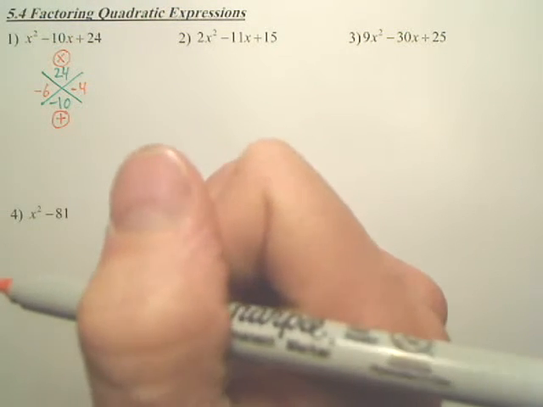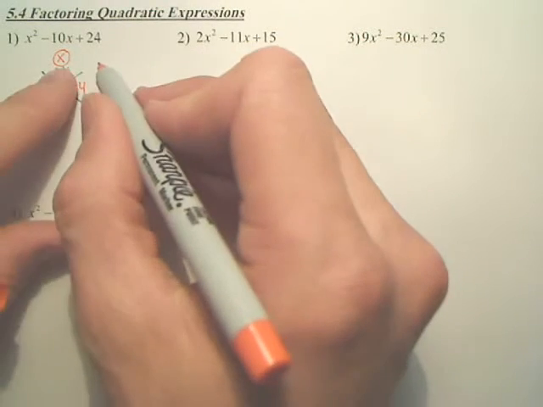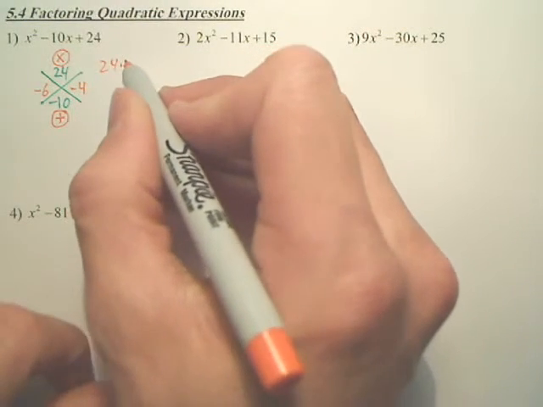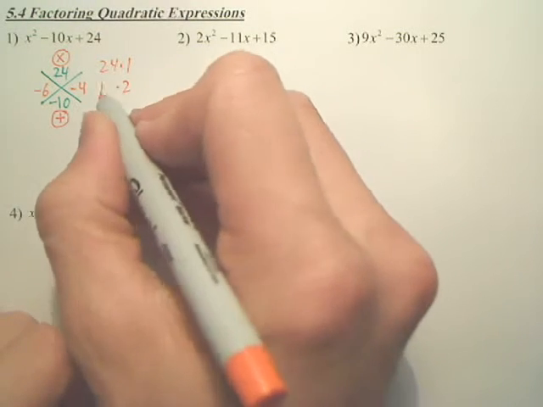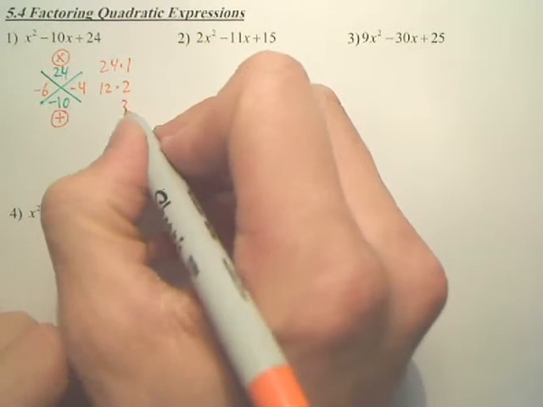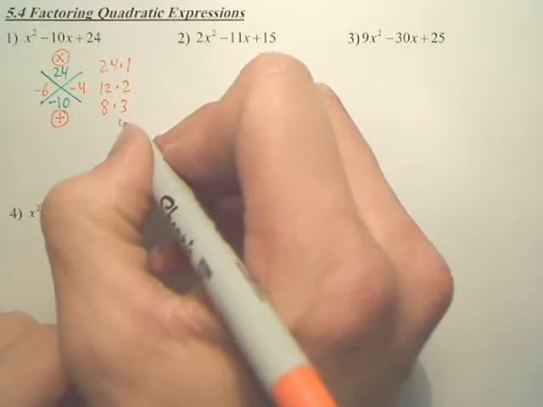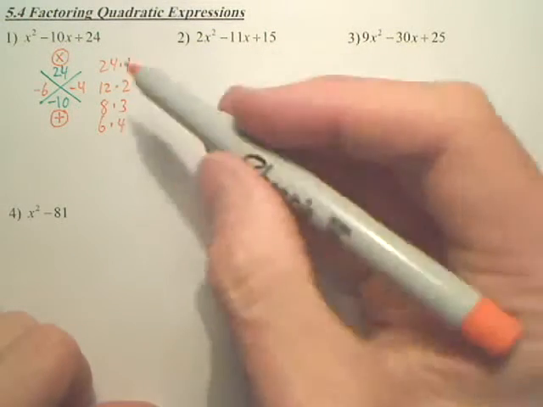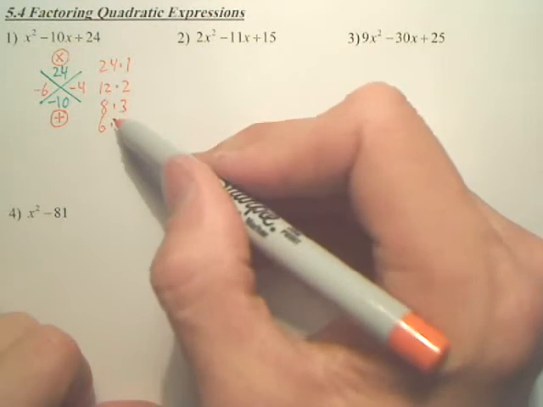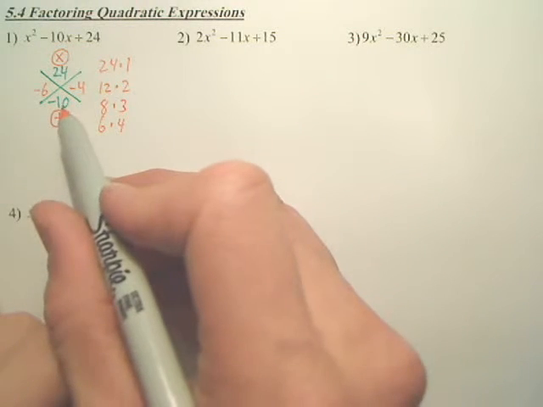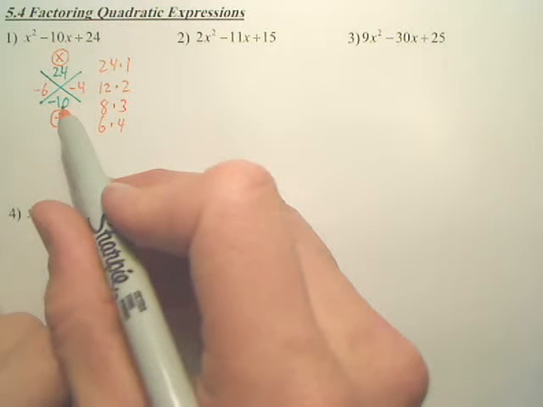Now, if you didn't see that, what you do technically is you go to 24 and you think of all the numbers to get 24. 24 times 1. Then maybe 2 times 12. And then 3 times 8. And then 4 times 6. And out of all these ways of getting 24 multiplying, you have to look which one, when you add or subtract them, gets negative 10.